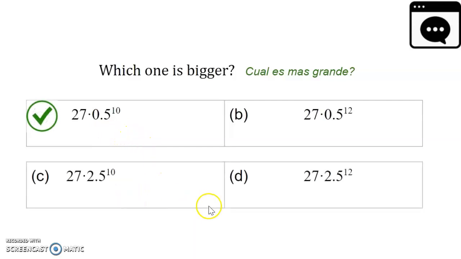What about between these two? This time we're multiplying by a number that is greater than 1. We're looking for which is the bigger number, because as you multiply by 2.5, the number is going to get bigger and bigger and bigger. So it's going to get bigger more times with D than with C. So it's going to be D.